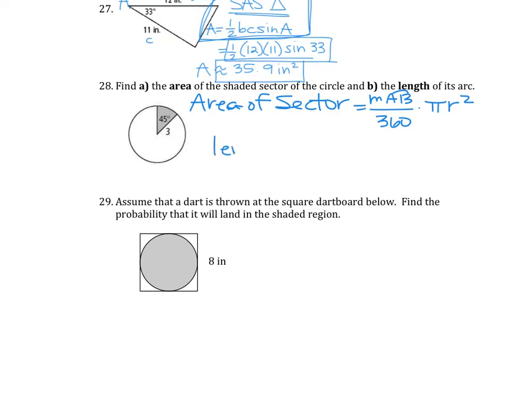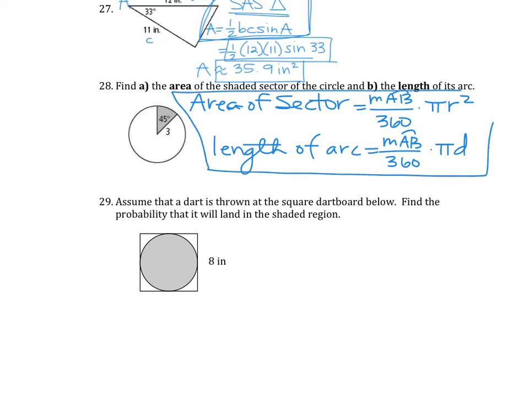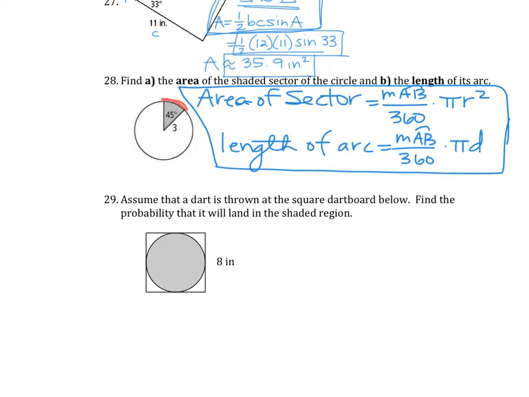And then length of an arc. That one is the measure of the arc over 360 times circumference, so times pi d. Okay, put those two on your cheat sheet. So when you see a problem like this, it's just plugging it into the formula. What is the measure of the arc? So we're looking for this arc. What is that measure?